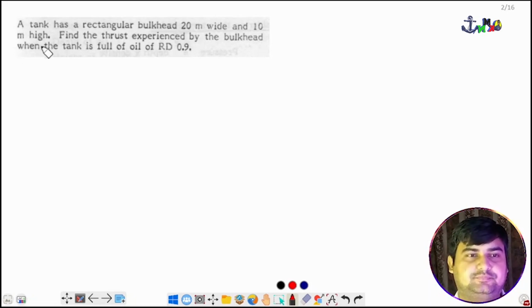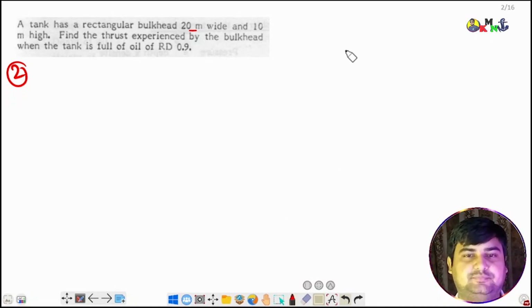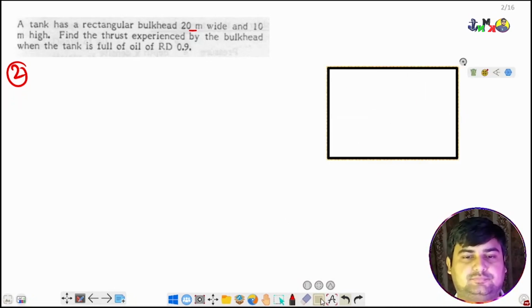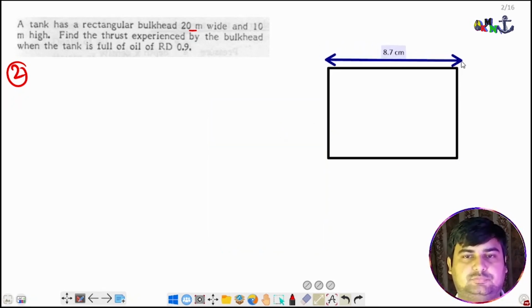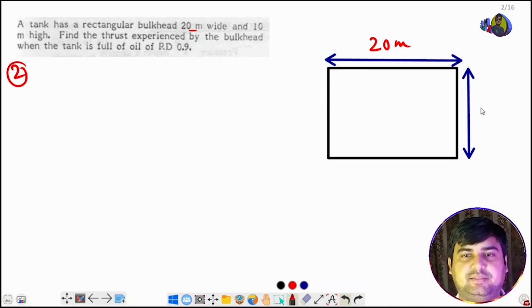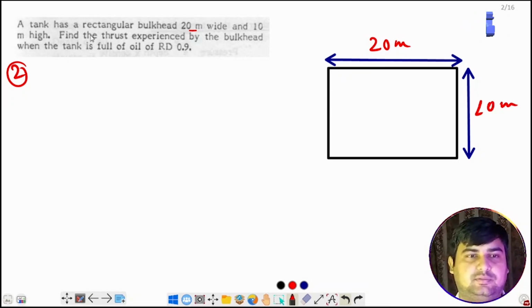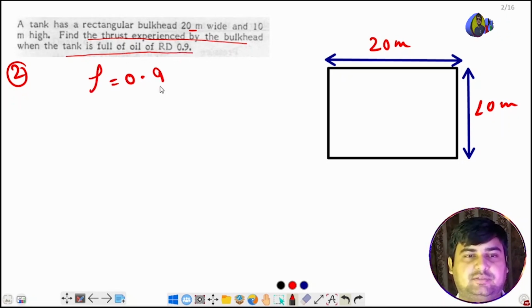In this question, a tank has a rectangular bulkhead 20 meters wide and 10 meters high. So we'll draw the rectangular bulkhead first. We'll mark the dimensions. This is 20 meters wide and 10 meters high. I'll label it. So it is 20 meters and this is 10 meters. Find the thrust experienced by the bulkhead when the tank is full of oil of RD 0.9. So density is given, density is 0.9.